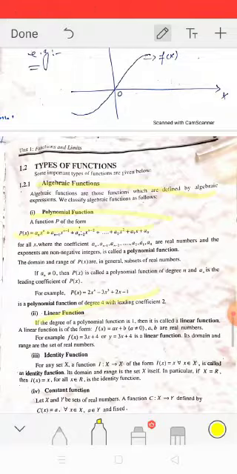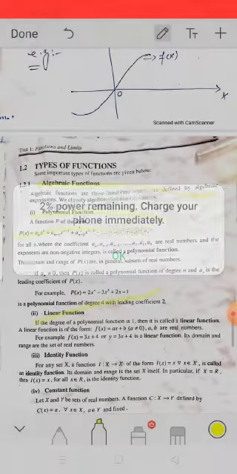The degree of a polynomial is the maximum number stated in the power of the variable.